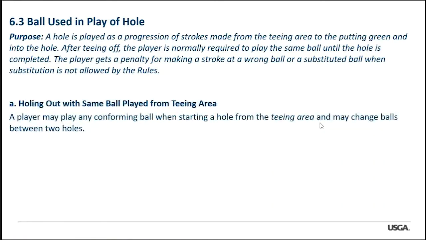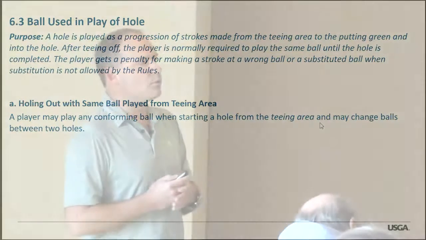A player may play any conforming ball when starting a hole from the teeing ground and may change balls between two holes, not during the play of a hole. So you can't substitute a ball during the play of the hole, but you can substitute a ball between holes. It goes back to the statement that I've made for years, is you can never play a wrong ball from a teeing area. You can't. It's impossible. You can play a non-conforming ball, but you can't play a wrong ball.